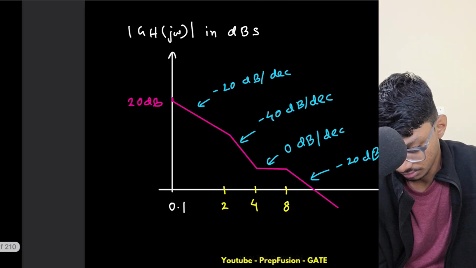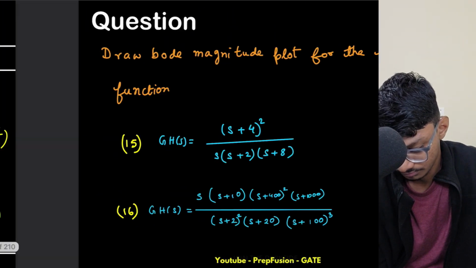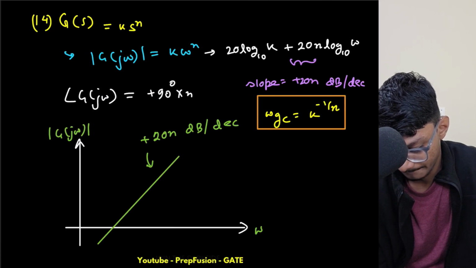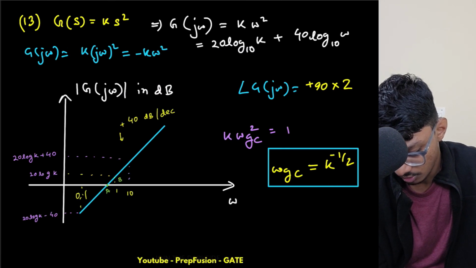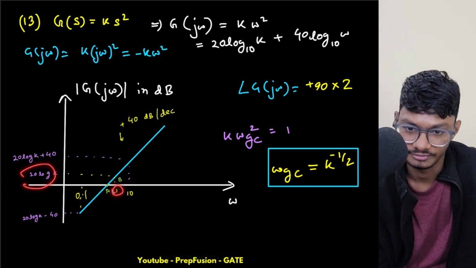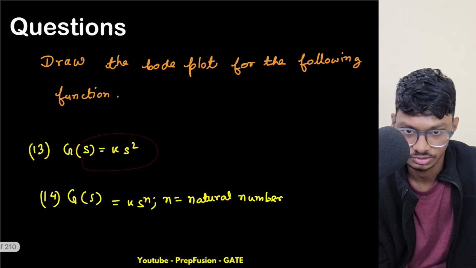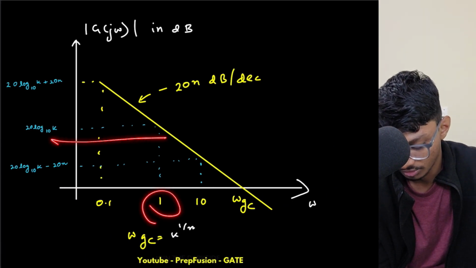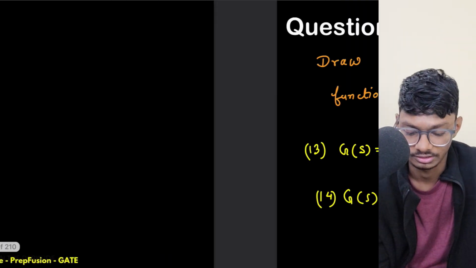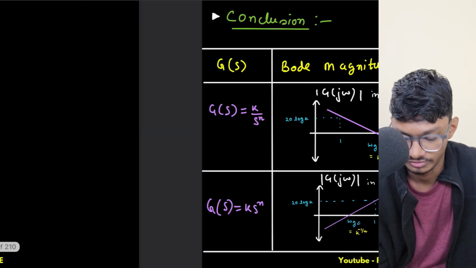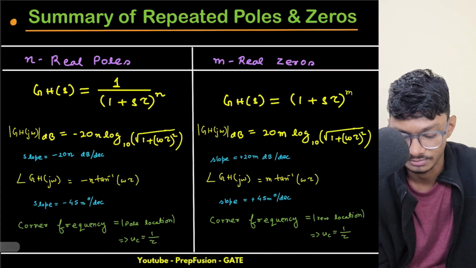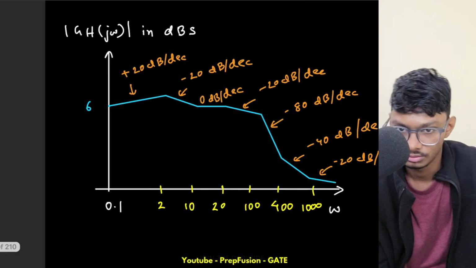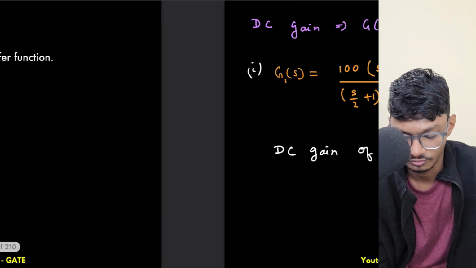So always at omega equals 1, you get the 20 log K value. Whatever the power, square or cube, at omega equals 1 you always get 20 log K. So you can directly equate that. If you're fast enough, obviously you can directly equate that. If you're slow, you need to go step by step. We are slow right now because we're learning, so we're going slow. When we solve questions, we'll go very fast.